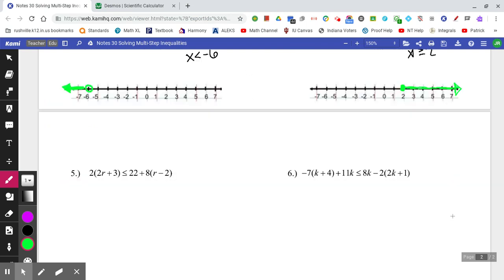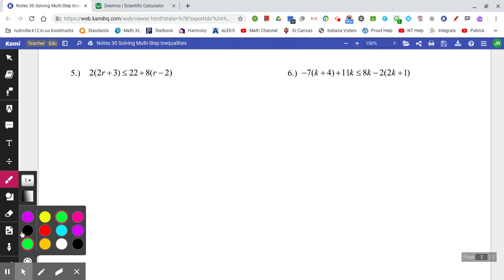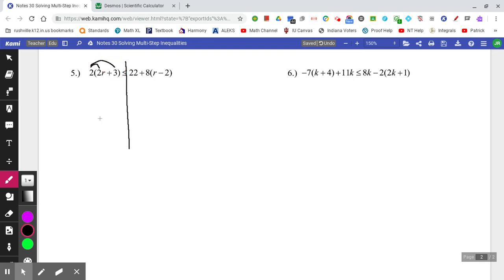All right, let's do a few more examples. Okay, again, progressively getting a little bit harder as we go. I'm going to separate my left-hand side from my right-hand side. And my left-hand side, notice it has parentheses, which means it's not simplified. So I'm going to get rid of the parentheses. That means multiply. And multiplying through, I'm going to distribute. 2 times 2r will give me 4r. And then 2 times positive 3 is going to give me a positive 6. Is less than or equal to, I still have 22.